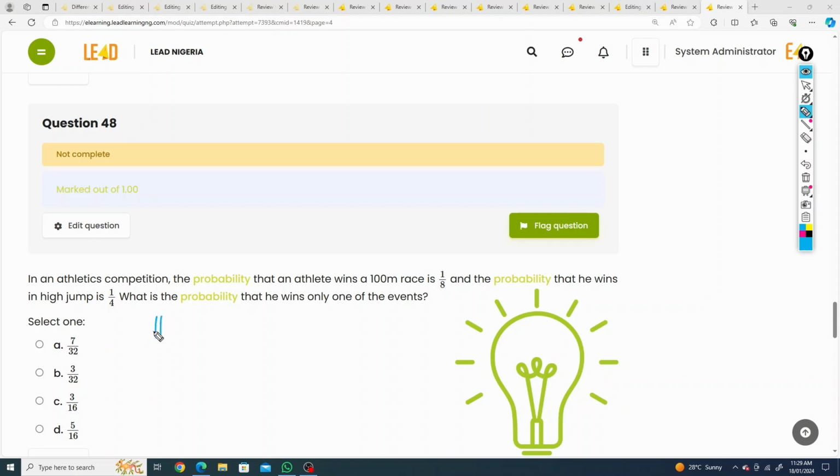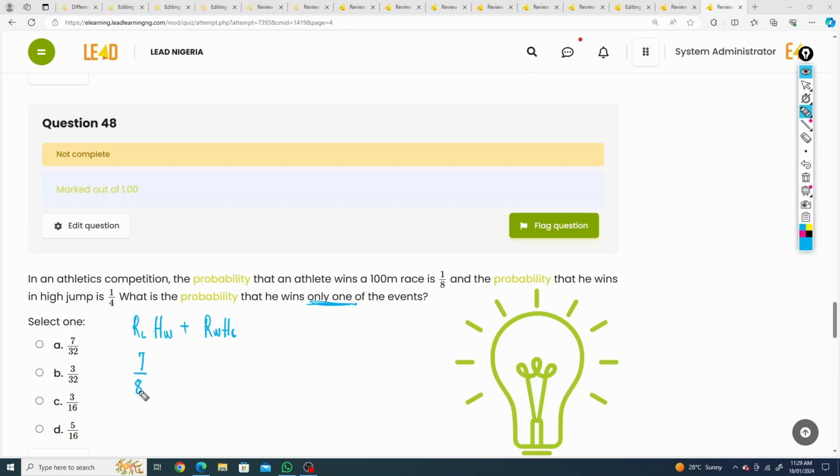So let me see: high jump win and race lose, plus the race win and he loses the high jump. All right, so these are the only two ways that he can fulfill this, winning only one of the events. So the probability of him losing the race would be 7 out of 8, right?